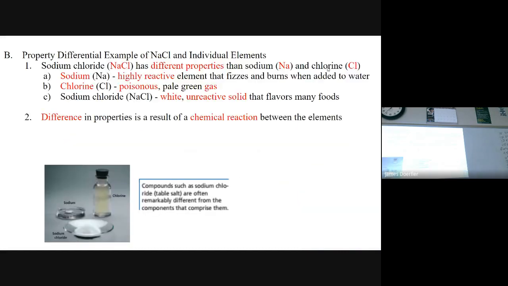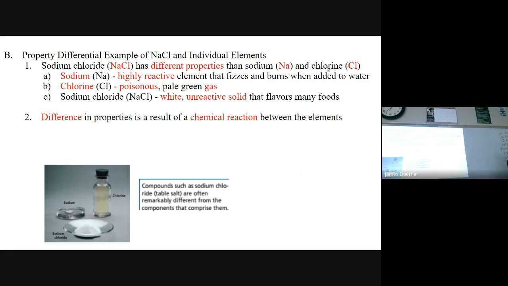Okay? Now, as we just got done talking about, a compound, again, has unique properties that differ greatly, typically, from their components. Sodium chloride is a great example of this. So, obviously, sodium chloride is made up of sodium and chlorine atoms. Sodium itself, as we just mentioned, is highly reactive, fizzes, burns, can explode when added or exposed to water.